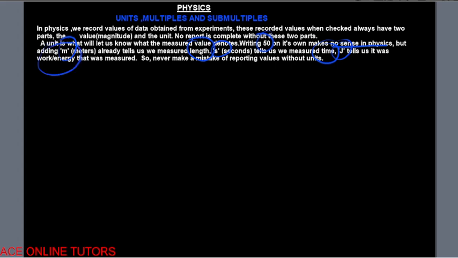So what does this mean? What this means is that we can also think of units as identities for quantities. Whenever a unit is added to a particular value, we are going to know the quantity that was measured.